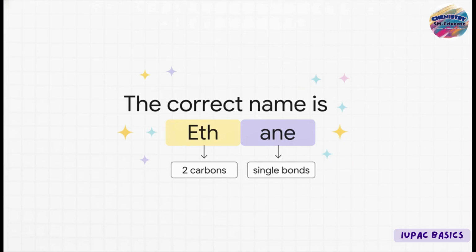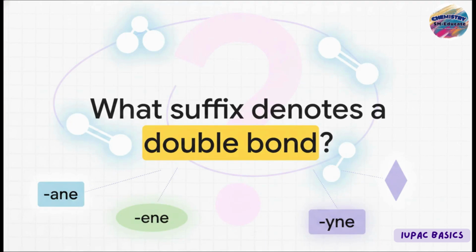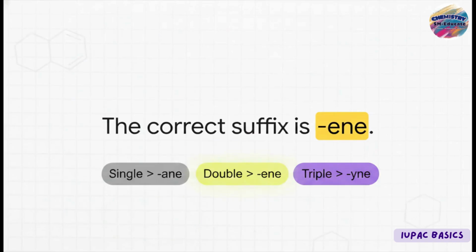Great job! Next question. Let's test your memory of the bond rules. Which suffix is used for compounds that contain a double bond? Think back to the 3 options we had. The correct answer is ene. Single is ane, double is ene, triple is yne. Keep that energy up, we've got one more.